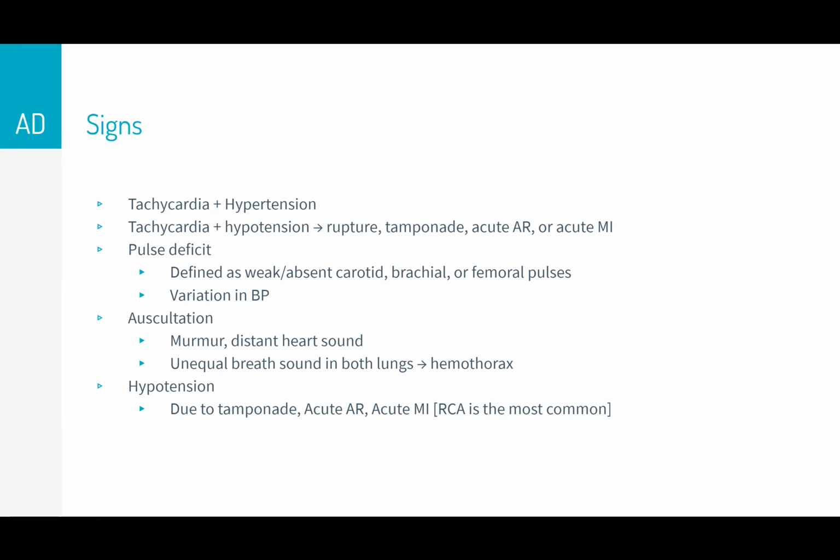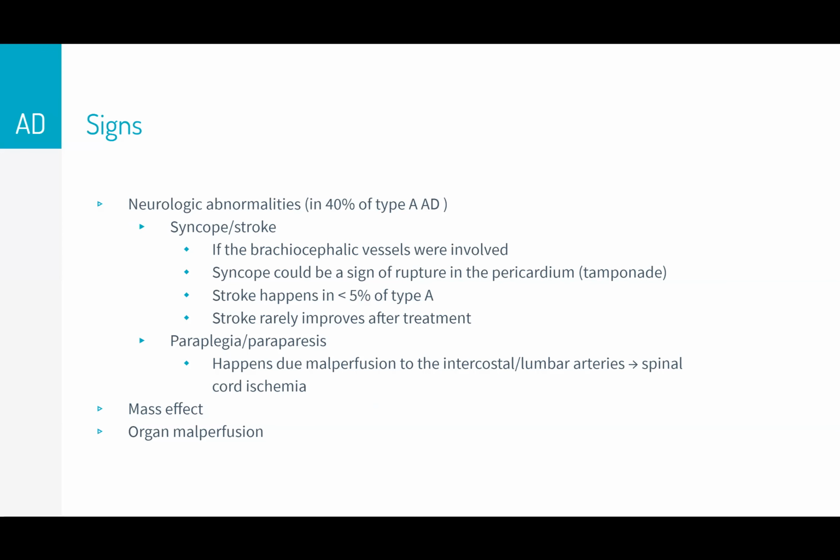One fact is that the most commonly affected coronary artery in aortic dissection is the right coronary artery. Other neurological findings can be found in patients with aortic dissection. Neurologic abnormalities are found in 40% of type A aortic dissection, and they are syncope and stroke. That happens mainly if the brachiocephalic vessels were involved.